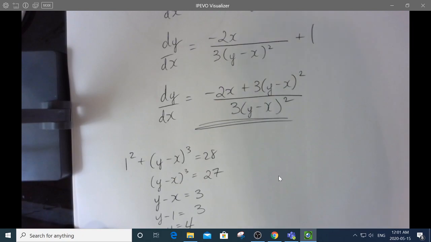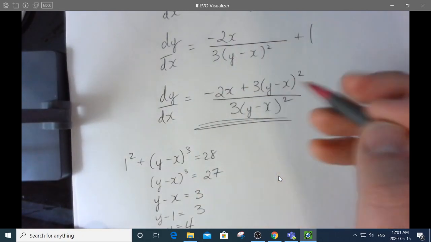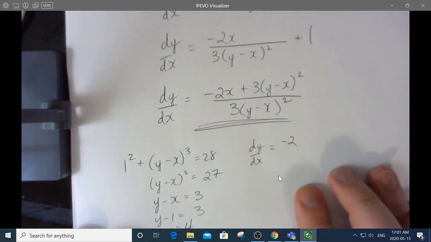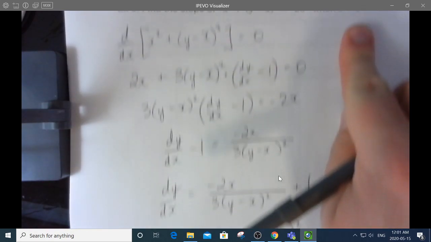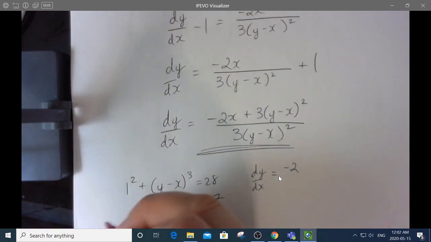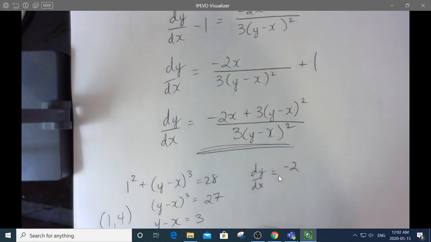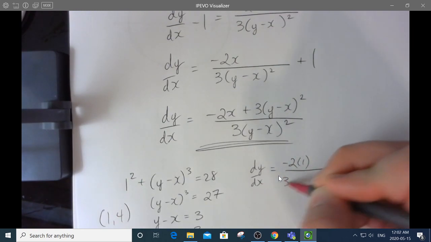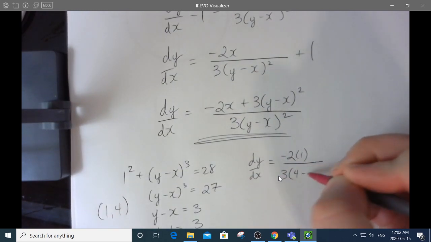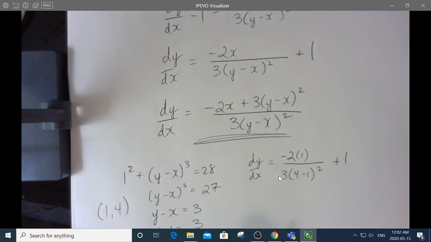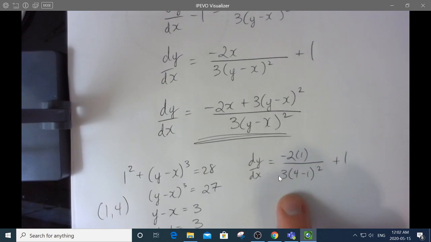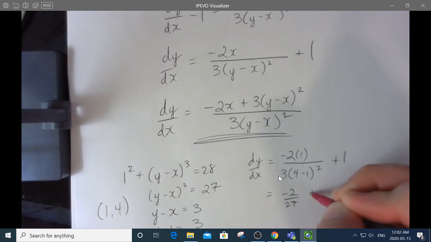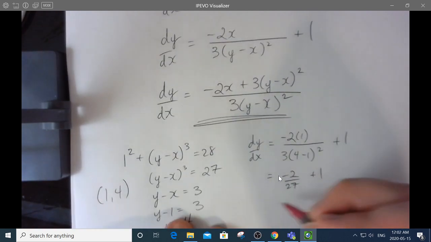Okay? And then since dy by dx is this thing, I'm going to plug that in. So dy by dx is equal to negative 2. And again, my x value is what they gave me, which is 1. So I'm actually at the point 1 comma 4. So that's negative 2 times 1 all over 3 times y is 4. 4 minus 1 all squared plus 1. And that's going to be negative 2 over 3 times 9. So that's negative 2 over 27 plus 1.